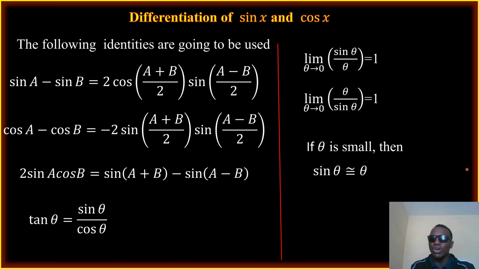Then the very second identity is what? If theta is small, there is another one. We'll have the cosine of theta will be approximately equal to what? 1 minus theta squared divided by 2. You have to know this identity as well. Also, the tangent of theta will also be approximately equal to what? Theta, when theta is small.